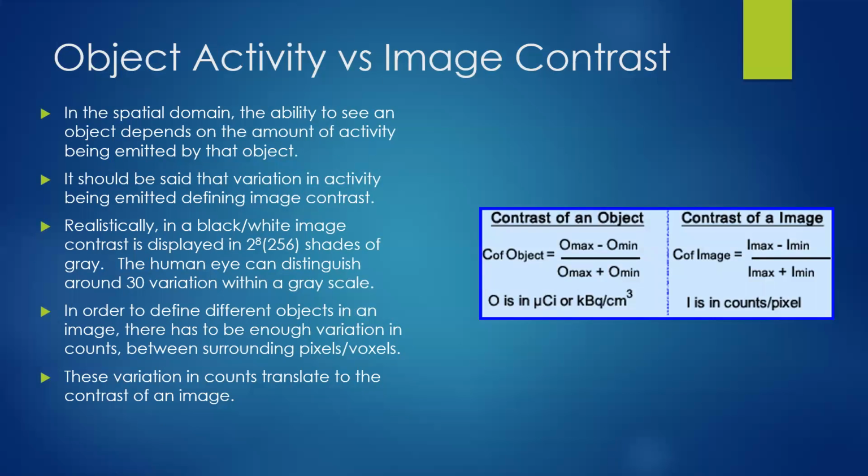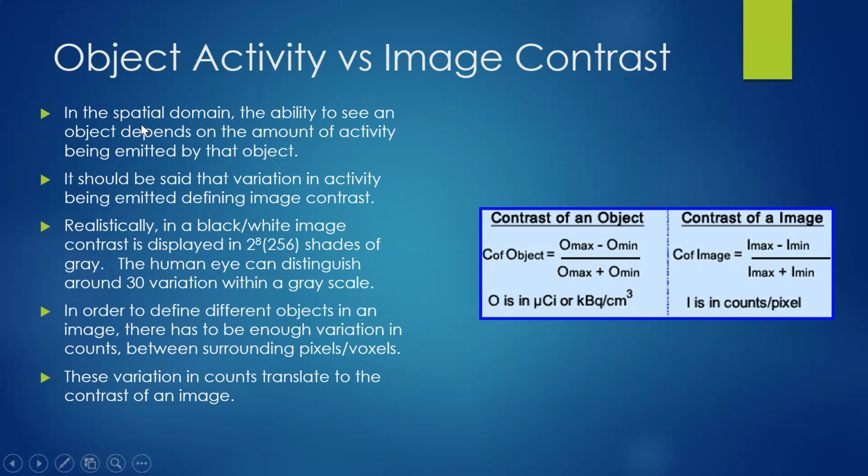Object activity versus image contrast. Here we have a formula with the contrast of the object and the contrast of the image, so you've got two different variables, and we're going to do a comparison. Notice we have kilobecquerels per centimeter cubed, so we're looking at a three-dimensional object, and over here we have the image in counts per pixel. Similarity, how close are they? That's what we're trying to evaluate.